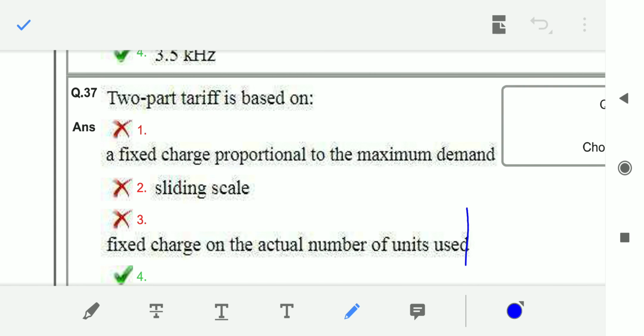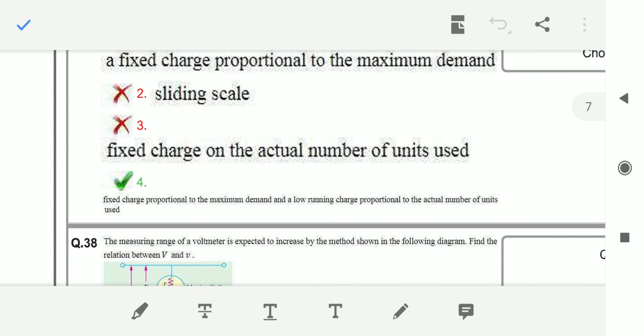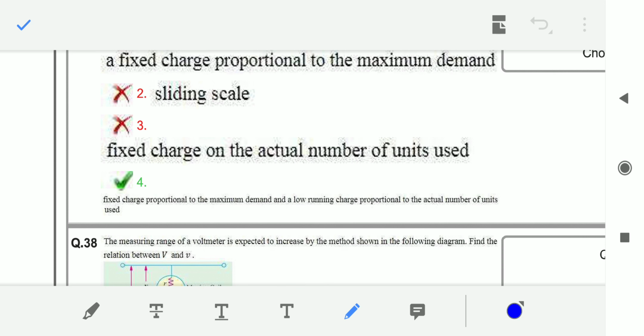Next, two-part tariff is based on what? I already told you. Two-part tariff is based on maximum demand and number of units used or consumed, right? So the answer is option 4.